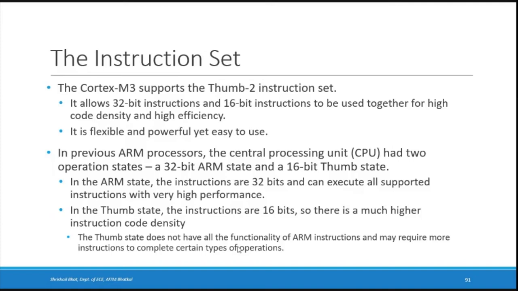In previous ARM processors, the CPU had 2 operation states, right? We have seen this 32-bit ARM state and 16-bit thumb state. In the ARM state, the instructions are all 32-bit and they can execute all the supported instructions with very high performance. Whereas in thumb state, the instructions were 16 bits. So there is much higher code density. That means in lesser memory, more instructions can be written.